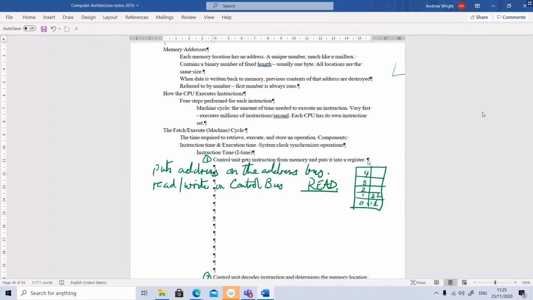So it puts it into a register. So we put the instruction into the instruction register.